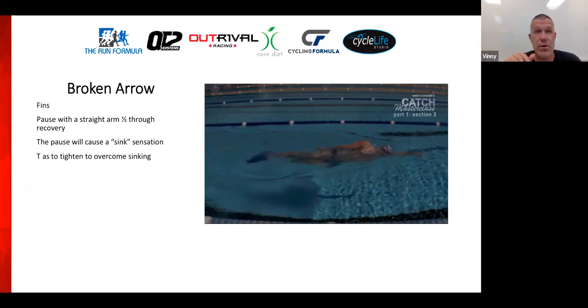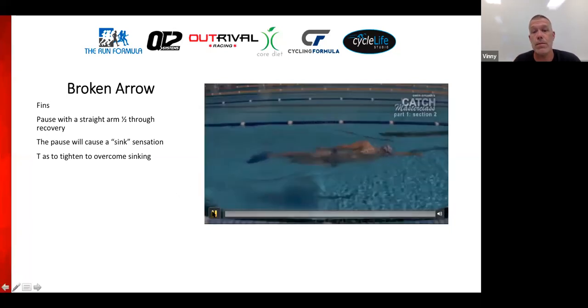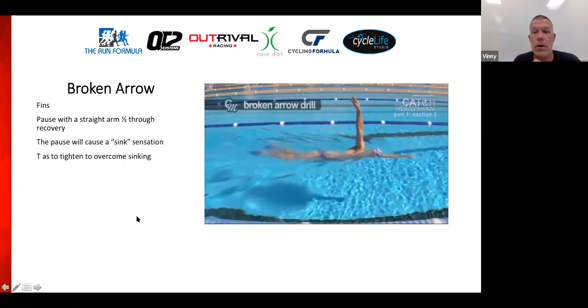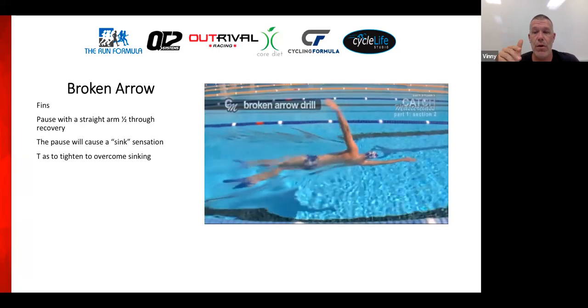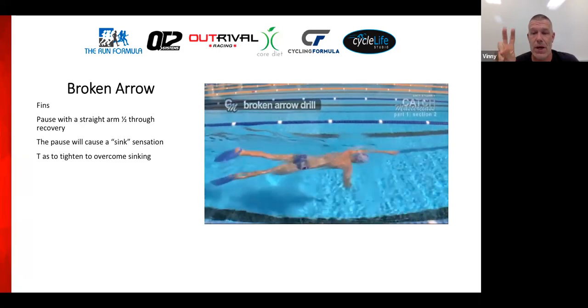So what you have to do is overcompensate for that sensation of sinking in the water. And you do so by kicking a little more, engaging your thighs more, your glutes more, and really tightening up your body line so you hold position as opposed to sink in the water. There's the pause, and then the broken arrow piece is you bend the arm. It's kind of broken arrow.